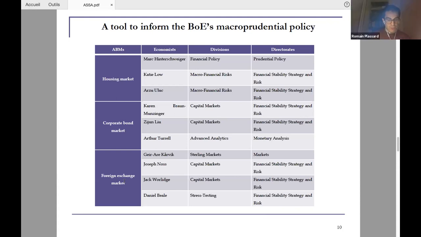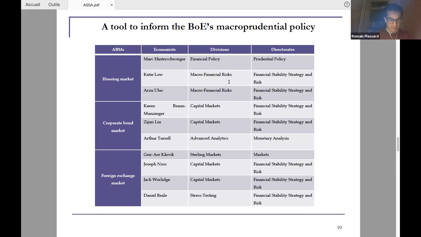Thanks to this table, it's easy to identify where BOE's economists worked when building these three agent-based models. And if you look carefully, you can identify three clusters. First, most of the staff was affiliated to the financial stability strategy and risk directorate. Second, two of the three models were developed by economists from the capital markets division. Third and finally, the elaboration of the agent-based model of the housing market involved mainly economists from the macro financial risk division.